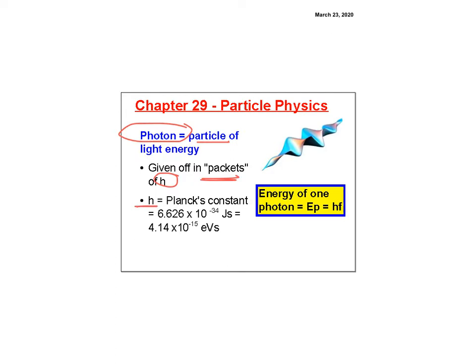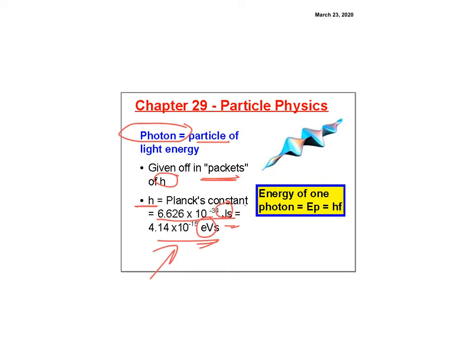H is a known constant, given in joule seconds or electron volt seconds. Not electron volts per second, it's electron volt seconds. Remember, a joule and an electron volt are both units of energy. It just depends which one you want to use. But this is on your table of information, nothing you need to memorize.